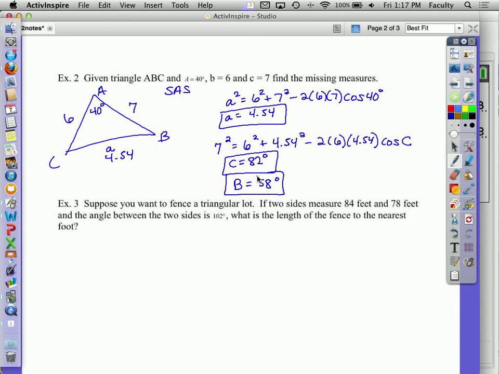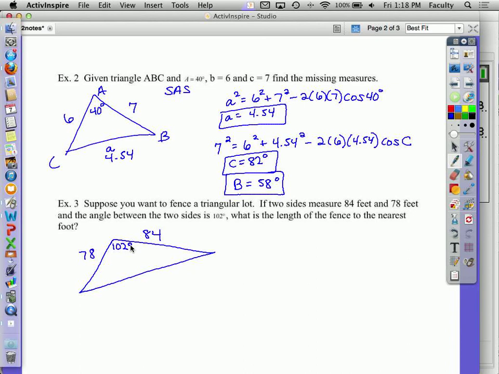It says, suppose you want to fence a triangular lot. If two sides measure 84 feet and 78 feet, and the angle between the two sides is 102 degrees, what is the length of the fence to the nearest foot? Right, let's draw a picture here. I've got a side that's 78 feet, 84, and the angle between it is 102 degrees.